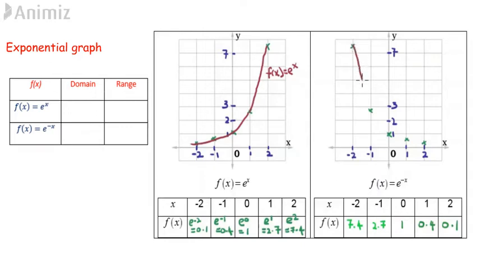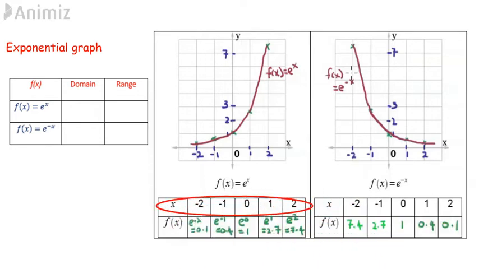Draw a smooth curve, connecting all these points. The curve is above the x-axis. Label the curve as e raised to the power negative x.